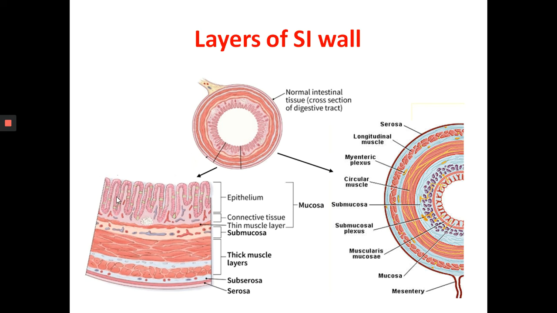endocrine cells. You may remember the structure of stomach glands. So all the cells are produced from here and replaced.